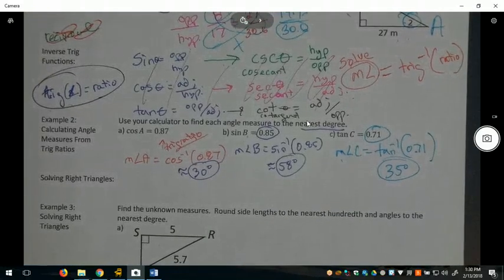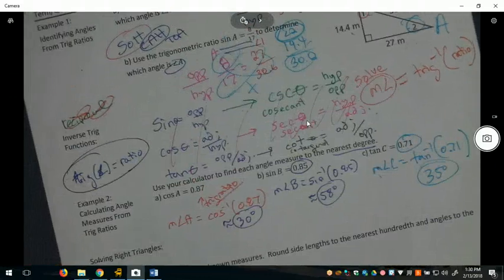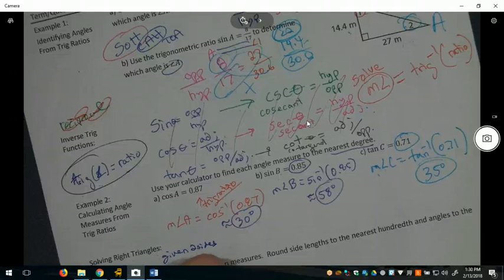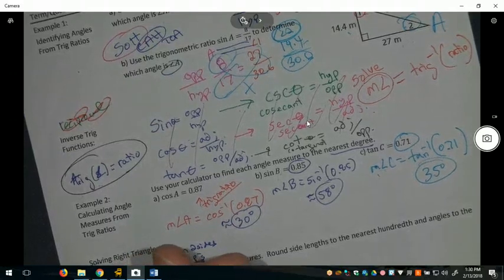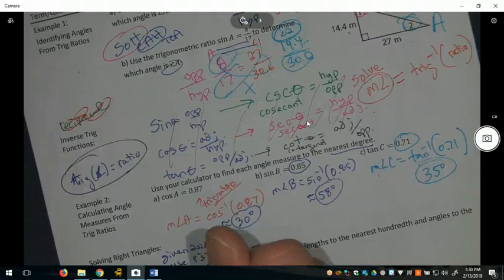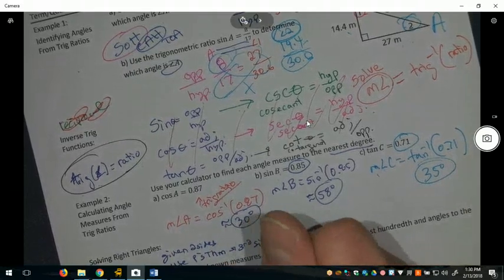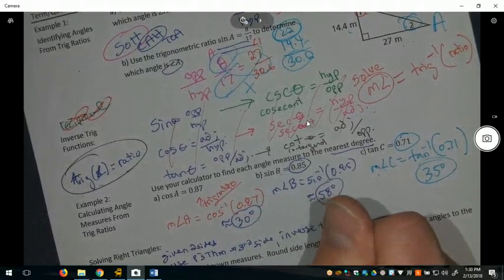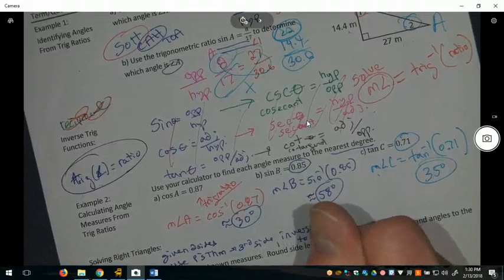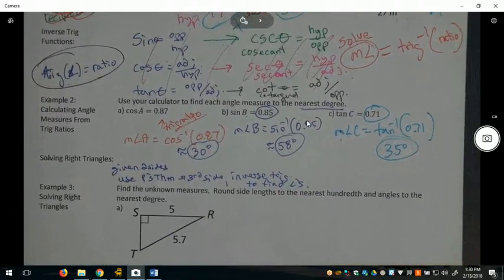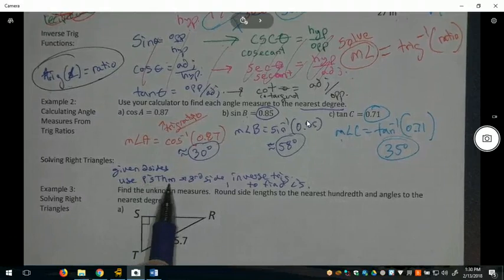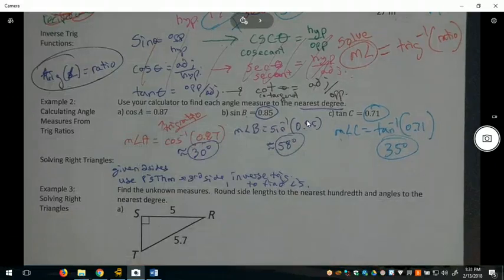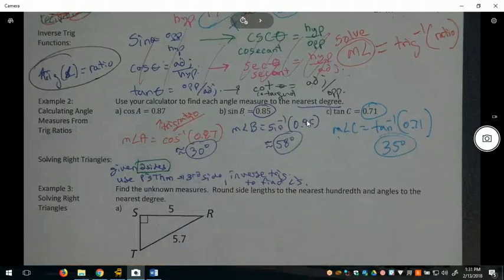Solving right triangles. We have several things that we can use. If you're given two sides, you can use Pythagorean's theorem to find the third side, and regular SOHCAHTOA and inverse trig to find the angles. You'll see this in an example in a second. So if you're given two sides, use Pythagorean's theorem to find the third side, use inverse trigonometry to find the angles. And for all of those, we'd want to use the sides that were given for two reasons.